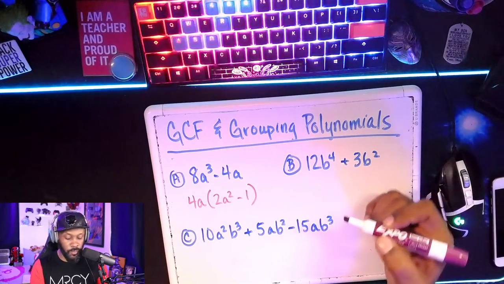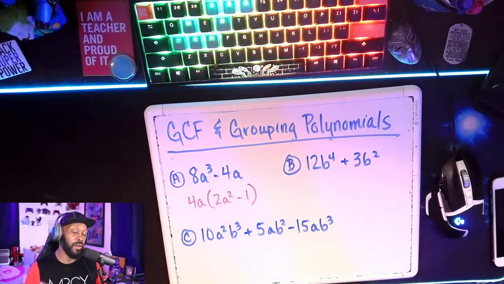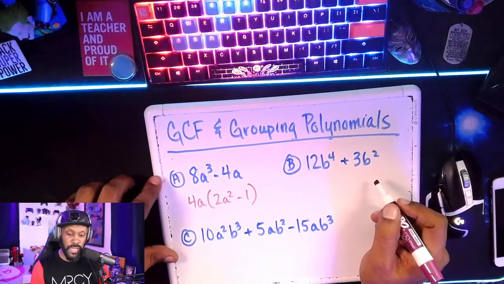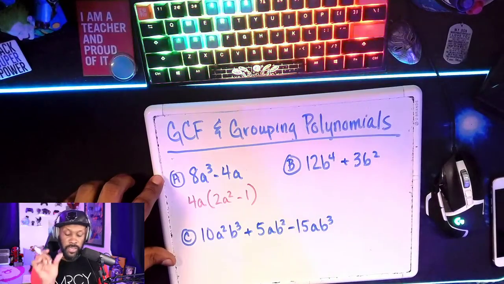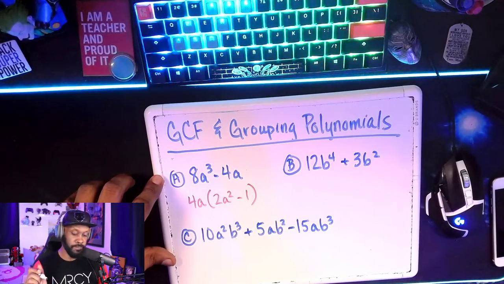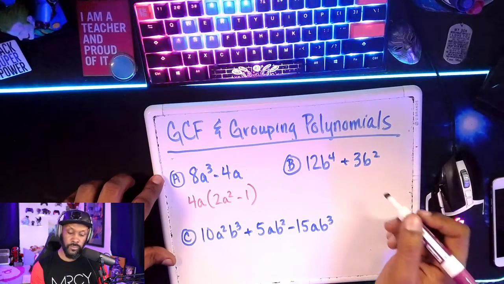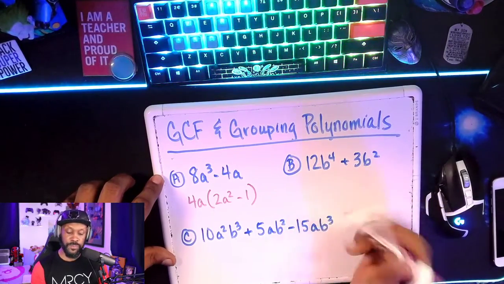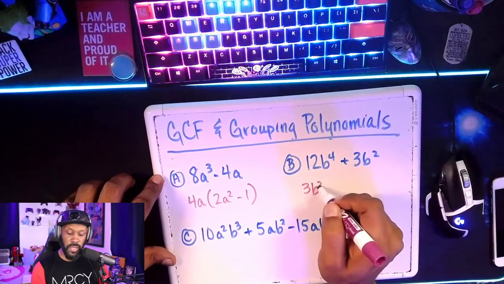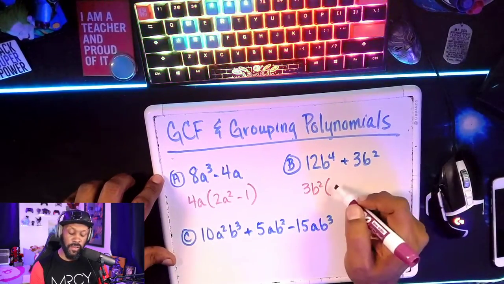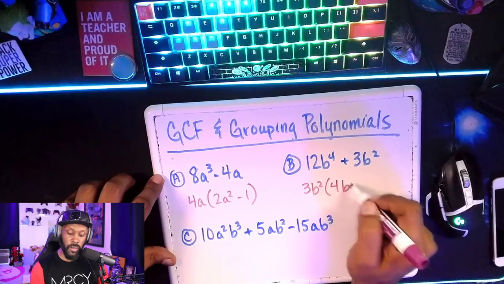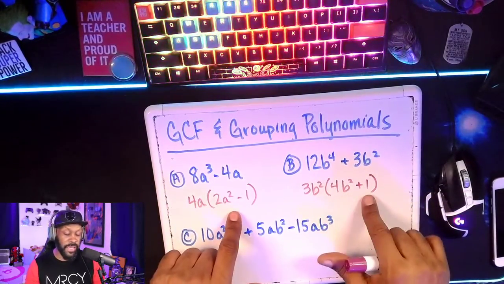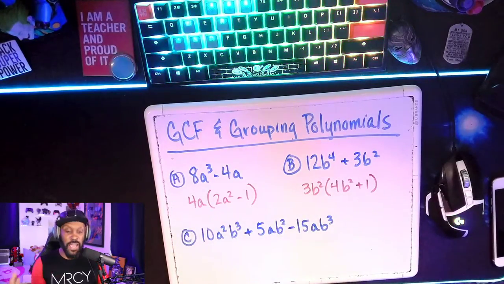I'm going at a slower pace because hopefully you are either pausing the video or you're trying to figure it out along with me. What would you say the common factor would be here? Right, you look at the 12, you look at the 3, you look at the variables. I came up with 3b squared. If I factor that out, I'm left with 4b squared plus 1. Recognizing, in both of these cases, I can't reduce anymore.